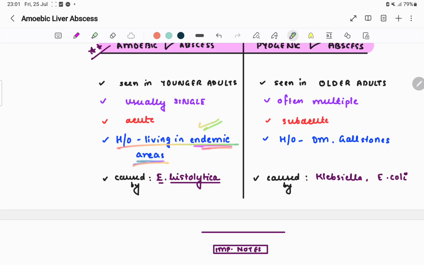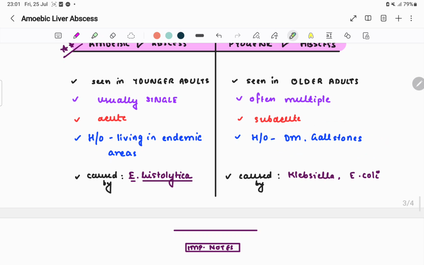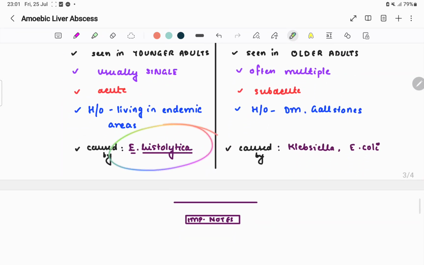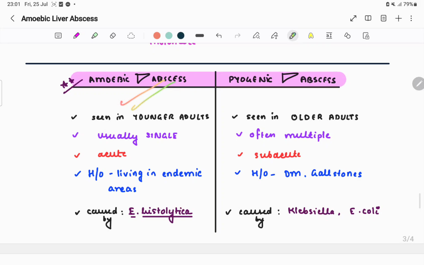History, living in endemic areas. Wherever there is an amoebic liver abscess, there is a history of living in amoeba endemic regions. Okay, and pyogenic, history of gallstone, diabetes. All of these are basically risk factors for development of bacterial liver abscess or pyogenic liver abscess. Amoebic is caused by Entamoeba histolytica. Amoebic liver abscess we discussed, whatever we discussed now was being caused by Entamoeba histolytica, but pyogenic one is caused by bacteria, Klebsiella and E. coli. So that's all in amoebic liver abscess.